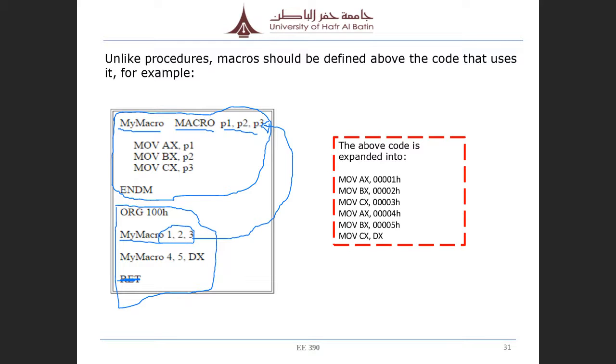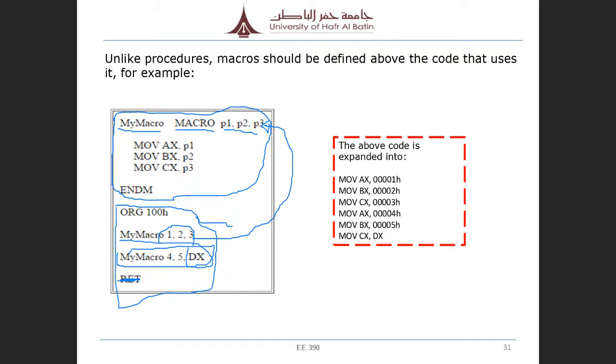But when we call MYMACRO 4,5,DX again, 4 will be loaded in P1, 5 will be loaded in P2, and the DX value will be loaded in P3. So MOV AX, P1 means AX will be loaded with 4, BX will be loaded with 5, and CX will be loaded with the DX value. So basically, what is happening in these two lines?